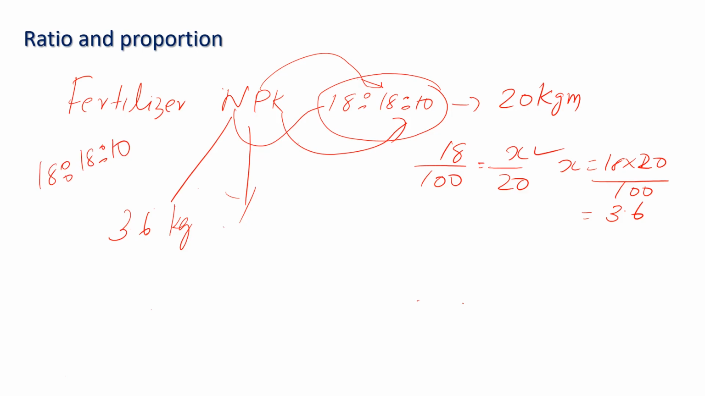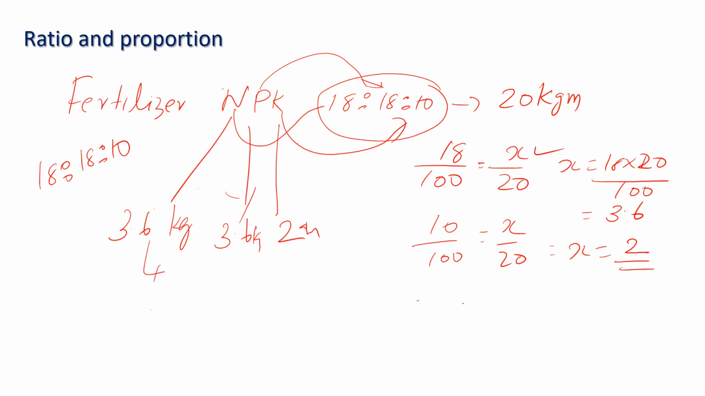Am I right? Okay. So this also will be 3.6, and here 10 upon 100 is equal to x upon 20, where x is equal to 2. So your potassium will be 2 parts or 2 kilograms. That means by adding all these, we will get 3.6 plus 7.2, 9.2 kilograms of pure fertilizer containing nitrogen, phosphorus and potassium. Remaining will be the media used for making the fertilizer.